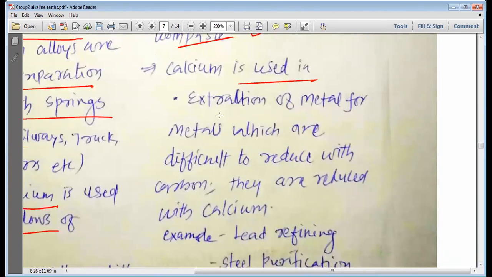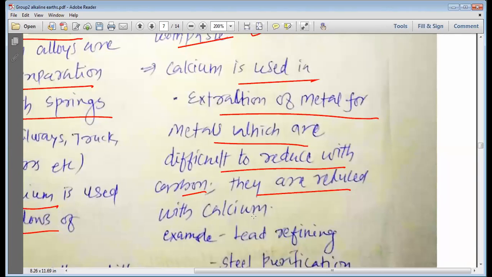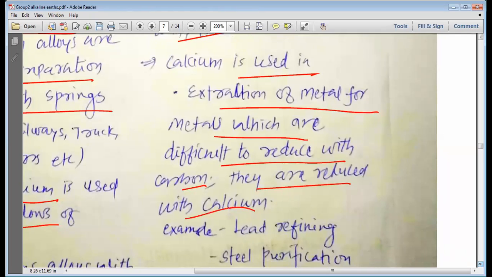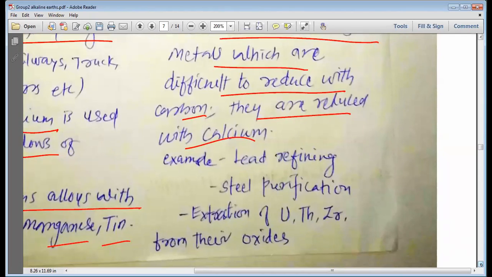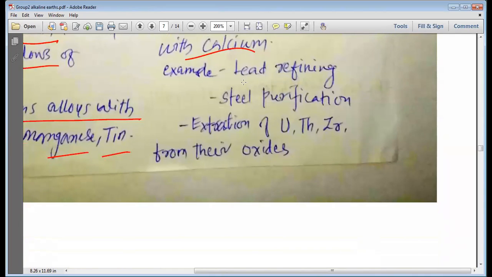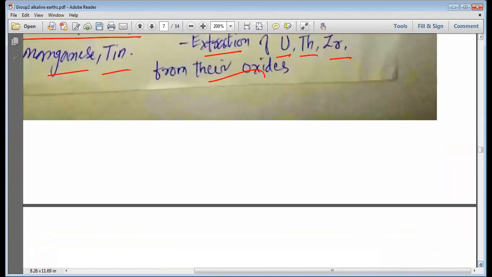Calcium is used in the extraction of metals. For the metals which are difficult to reduce with carbon, they are reduced with calcium. So those metals which are difficult to reduce with carbon are reduced with calcium. For example, in the process of lead refining, in steel purification, or in the extraction of uranium, thorium and zirconium, calcium is used as a reducing agent.